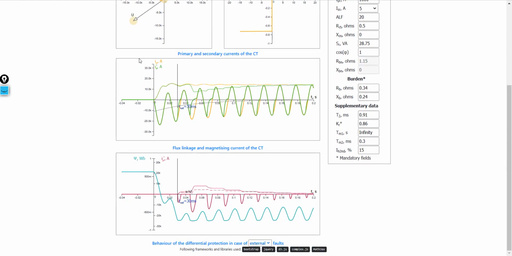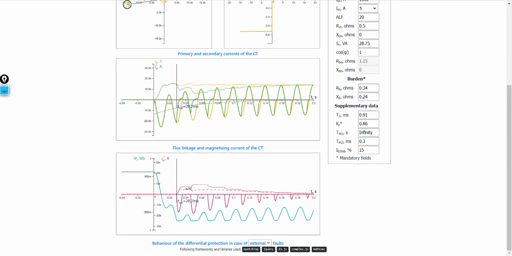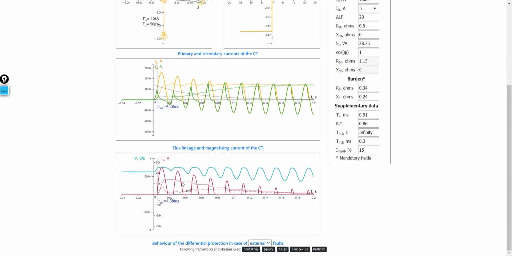For the magnetizing current, in addition to the fundamental frequency, the second harmonic was also calculated, which is shown here with a dotted line. I'll explain what this was done for when we take a closer look at the differential protection.